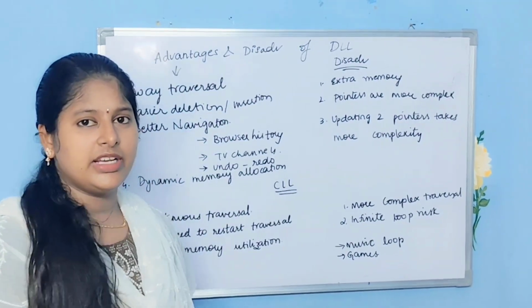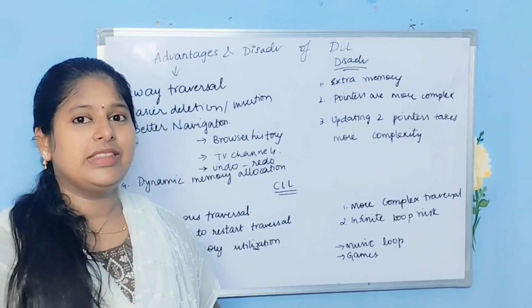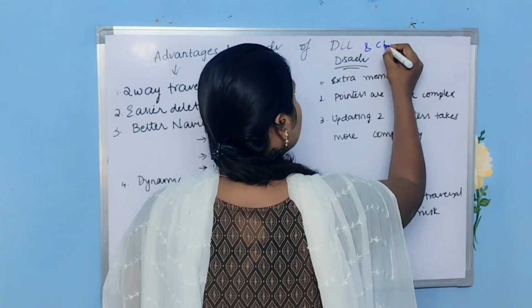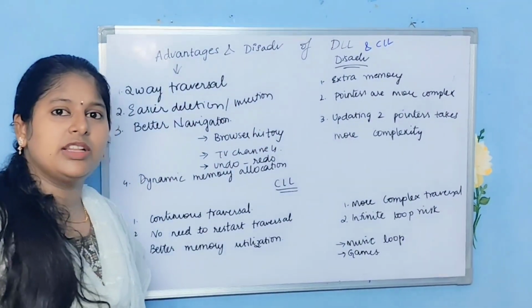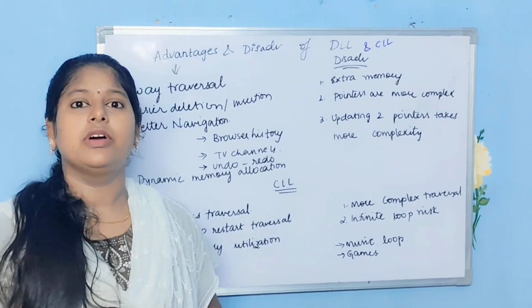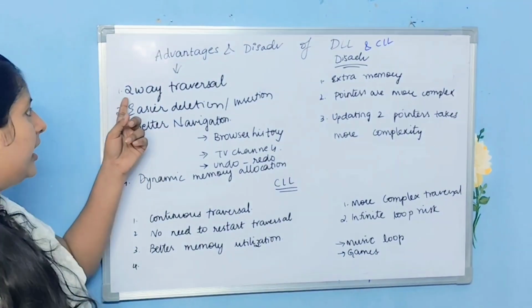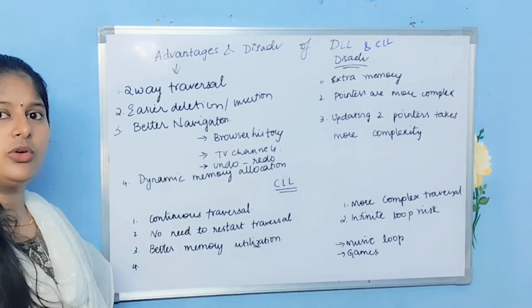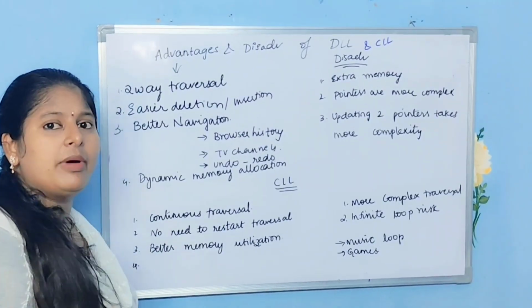These are the advantages and disadvantages with applications of double linked list as well as circular linked list. So now see what are the advantages and disadvantages of double linked list. So it is possible to traverse in two directions. Either I can go in my forward direction or backward direction.